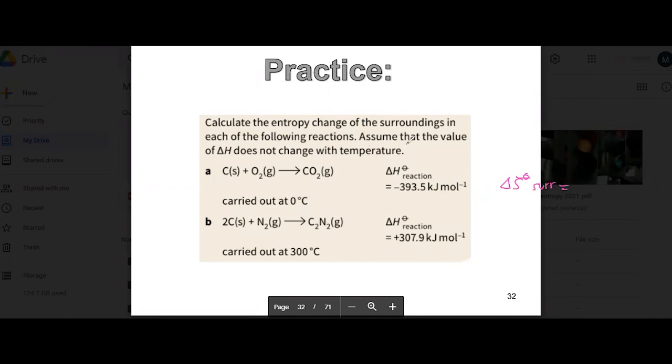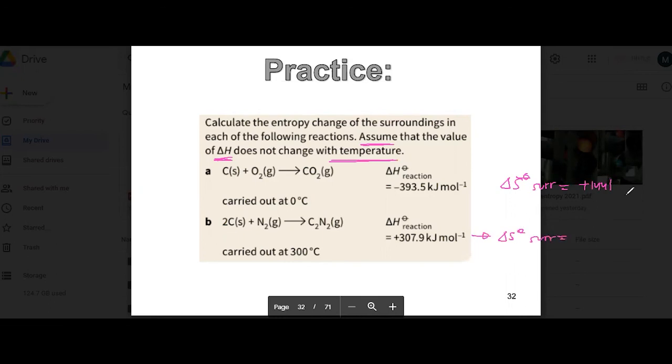In this question, you can see that we assume that the value of delta H does not change with temperature, because actually it will change. But in this case, we assume that it does not change. So the delta S surroundings will be this over T, at 273 Kelvin. The result is positive 1441. And I got the same answer for this.